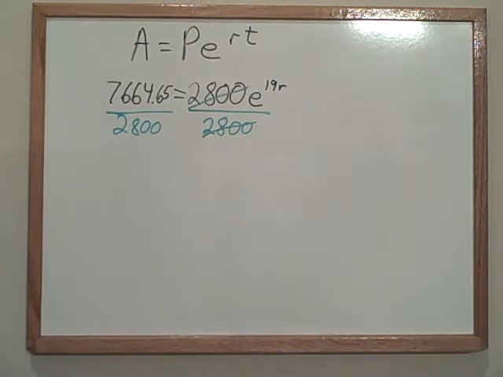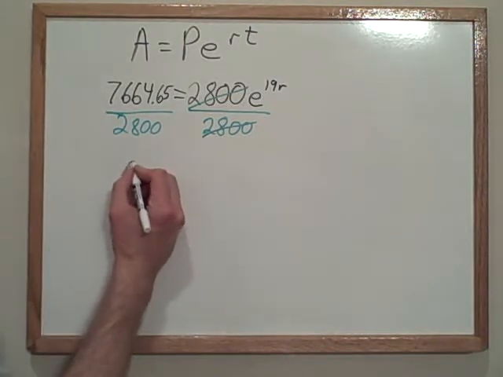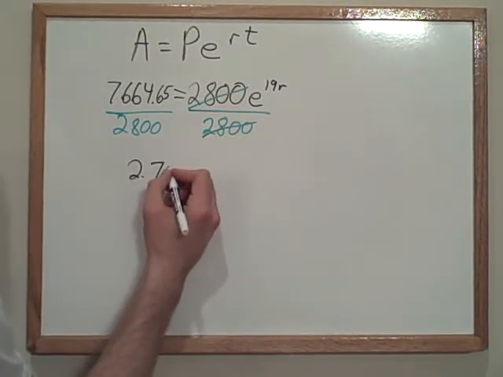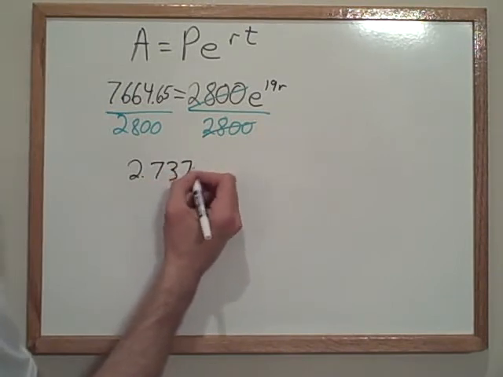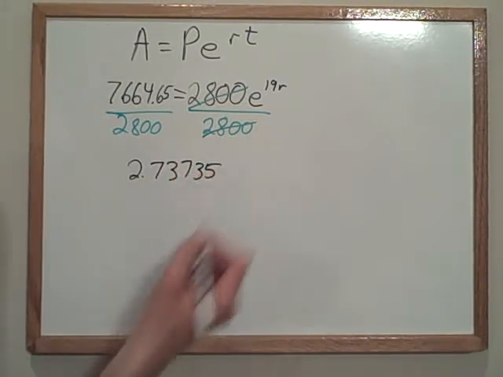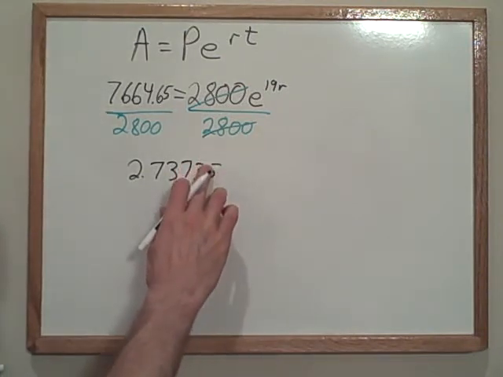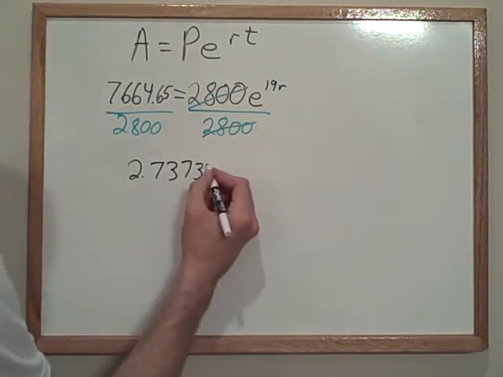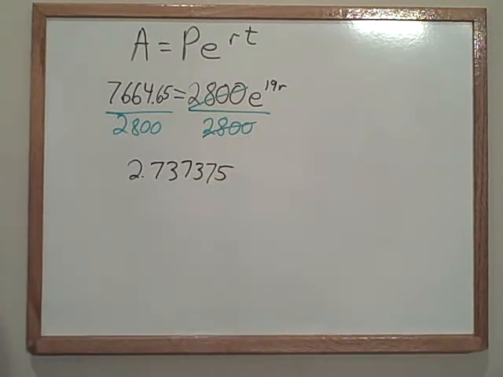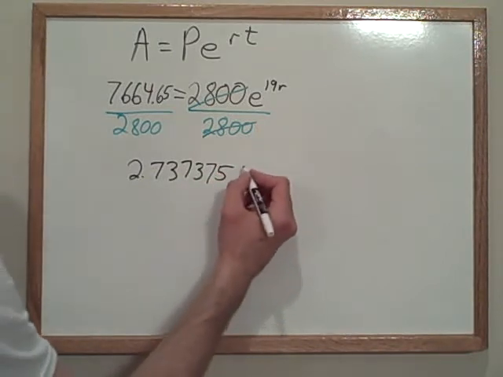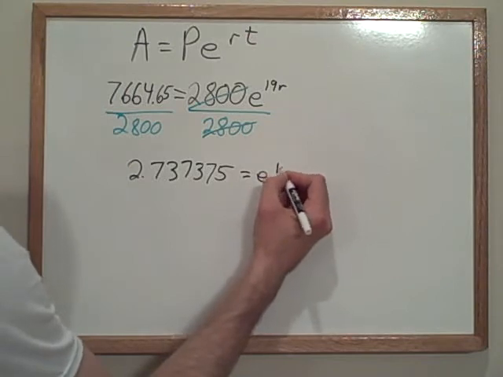Okay. Now, I remember telling you in class that the more decimals you carry with you on this, the more accurate it's going to be. So we're going to carry all those decimals with us for now. Oops, I had a number left out. I'm sorry. 2.737375 equals E to the 19R.